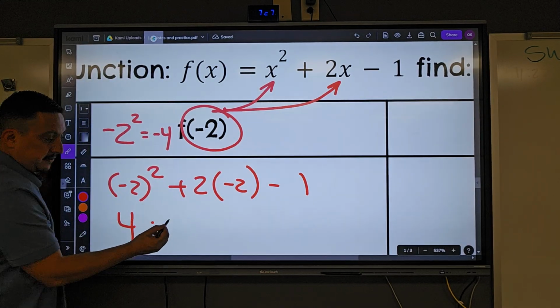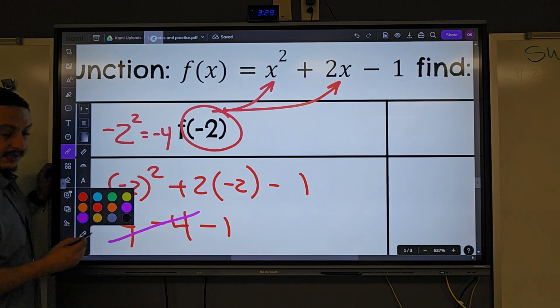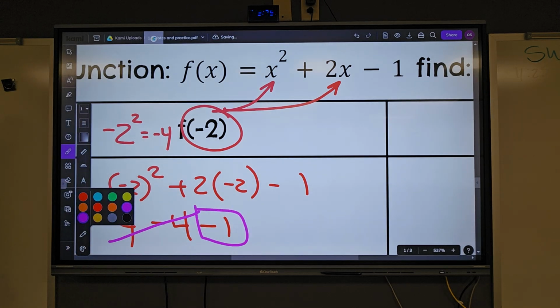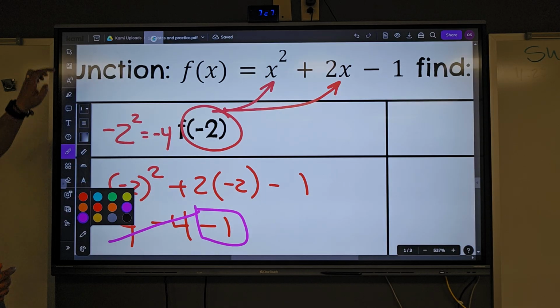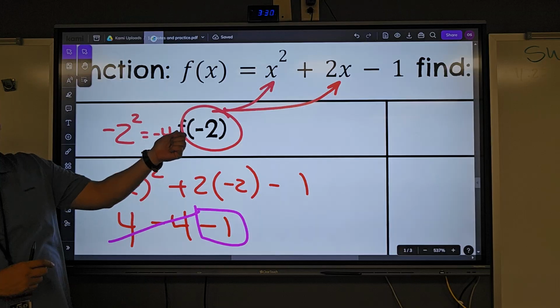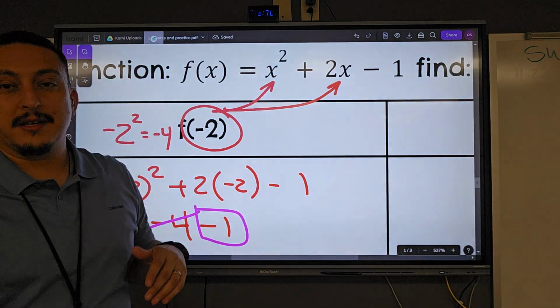So 2 times -2 would be -4 minus 1. And so those cancel. And your final answer should just be -1. How many of you got -1? Just be careful with that, because that's a very common mistake. Okay, questions, guys, on add, subtract, multiply, divide, or plugging in the number? Okay, let's go now to the computation.